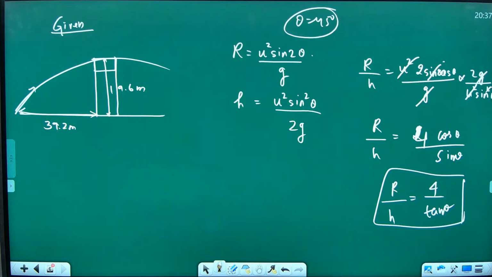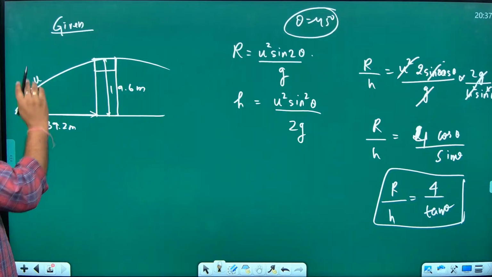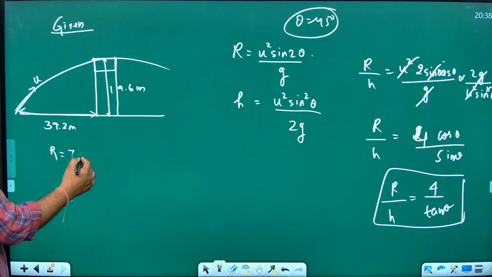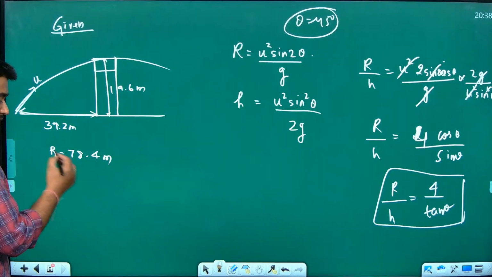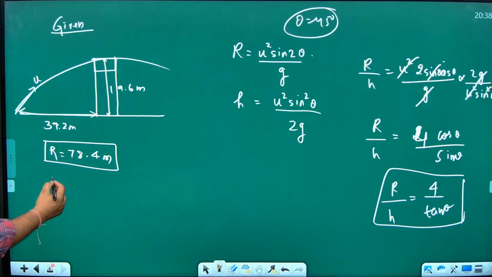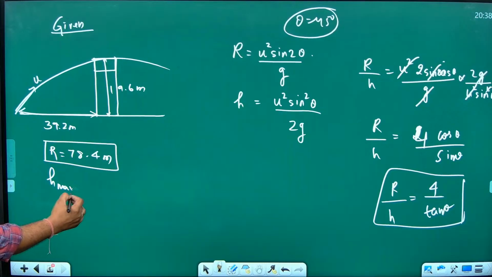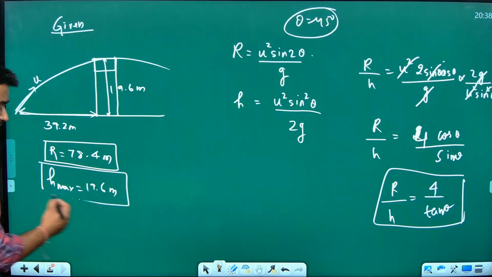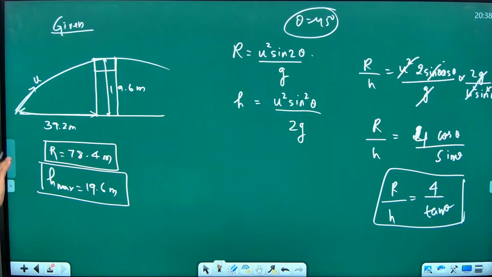This is the first part of this question. If you have cracked this much, half the question is done here itself. What were the things they gave? They gave range as how much? Double of this, how much will it come to? 78.4 meter. And what is the value of H max they gave? 19.6 meter. Do you understand this? If you have cracked this, the question is simple now.